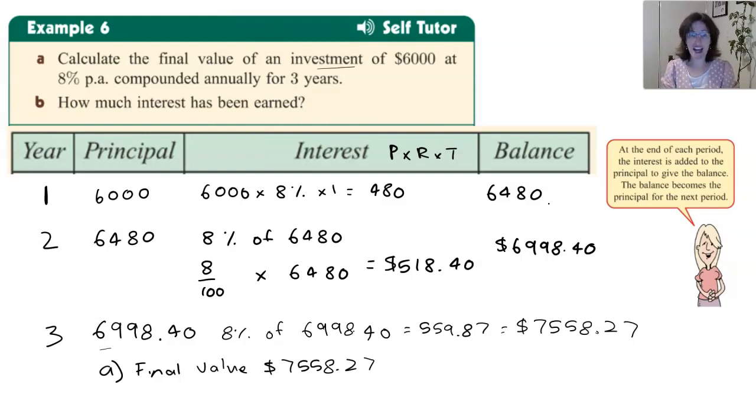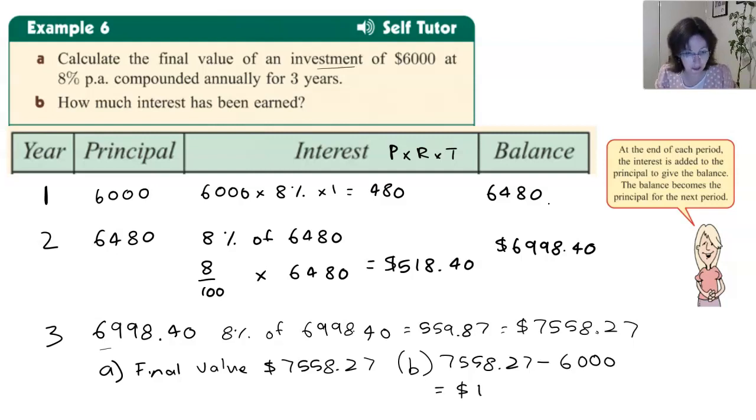And part B, how much interest was earned. So that's the final amount. Well, it's the difference from what you originally invested. So how would we find that out? You take this large number, the final amount, and you subtract off your initial investment, which was $6,000. And working that out, doing that subtraction, we're left with $1,558.27.